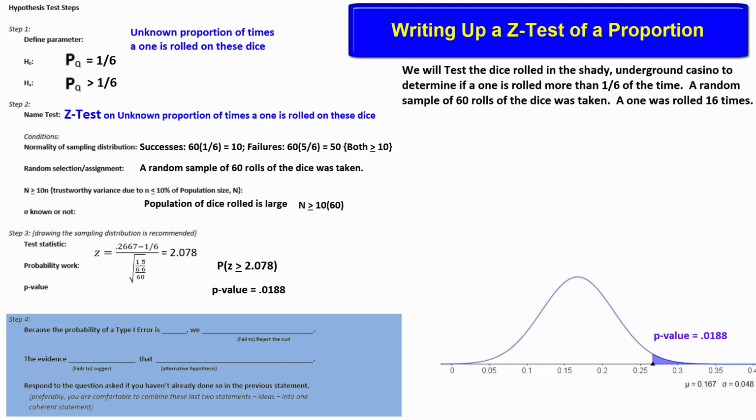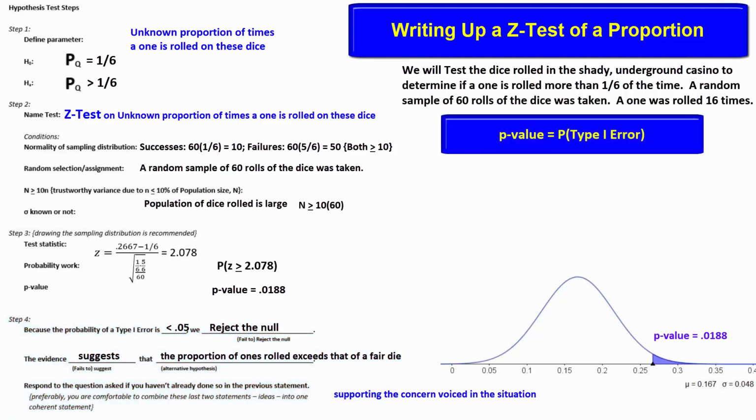Because the probability of a type 1 error is less than 0.05, we reject the null. The evidence suggests that the proportion of ones rolled exceeds that of a fair die, supporting the concern voiced in the situation that more than 1/6 of the rolls are going to be a 1. Remember that the p-value is the probability of a type 1 error, because we assume the die was fair through the process of calculating the likeliness of getting a result at least as extreme as our sample proportion due to random chance if the die was fair.